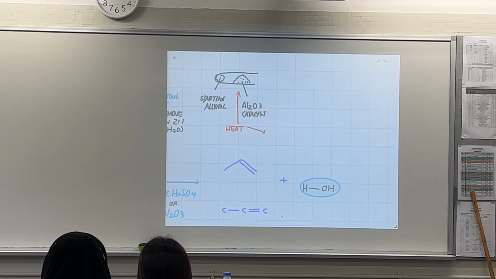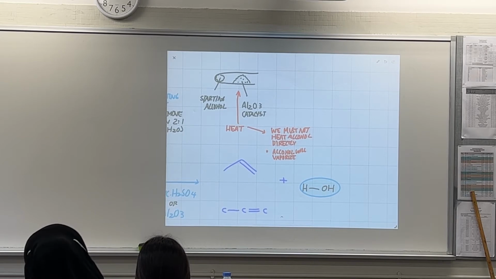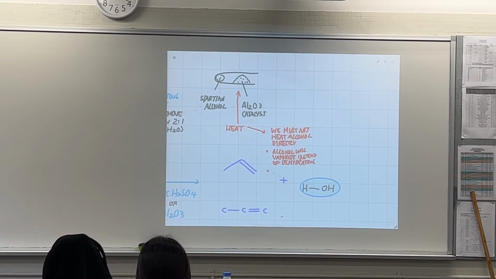And can you put down why? We must not heat the alcohol directly, just like in cracking. Because number one, the alcohol will vaporize instead of dehydrating if you heat it directly. And second, alcohol is flammable. You don't want to heat something flammable directly. So these are the two reasons. It will vaporize instead of dehydrating, and it will catch fire if you heat it directly.